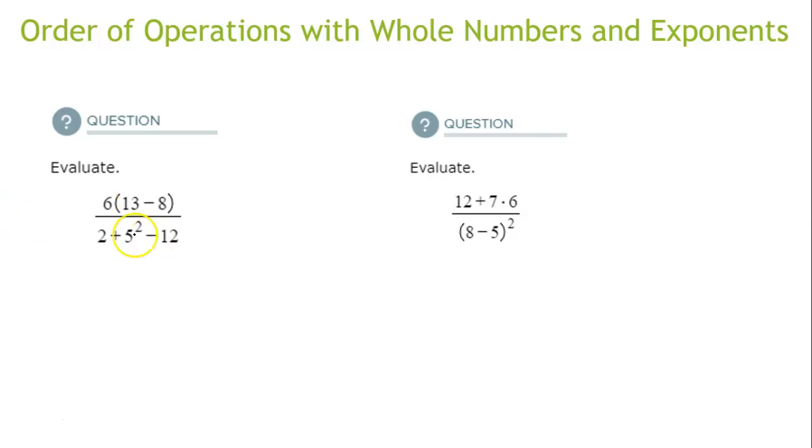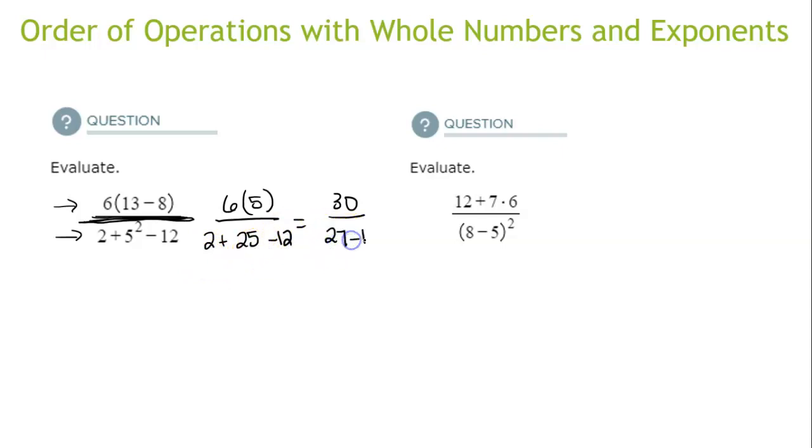All right, another type of grouping symbol is our big fraction bar. What that's telling you is to simplify everything on top and simplify everything on the bottom before you divide. So on the top, 13 minus 8 becomes 5, and then 6 times 5 becomes 30. On the bottom, exponents come before addition and subtraction, so this becomes 2 plus 25 minus 12. 2 plus 25 is 27 minus 12.